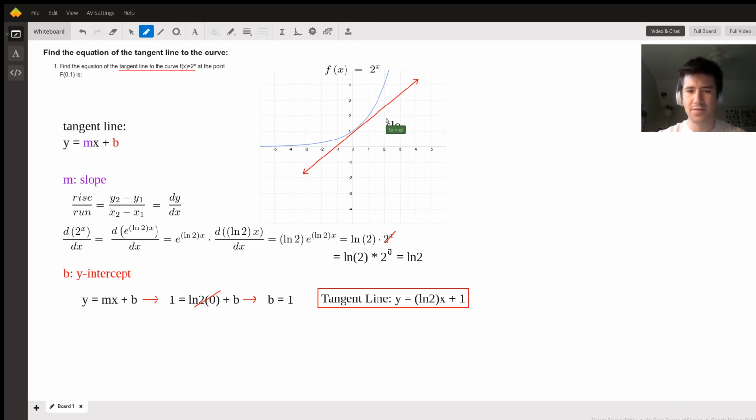I'll just write here that the slope of this tangent line is natural log of 2, which is less than 1. All right, hope that helped.